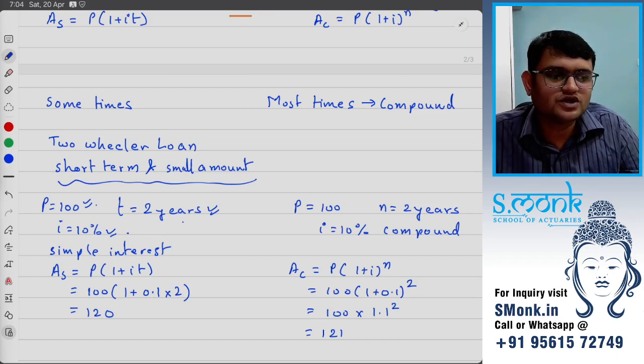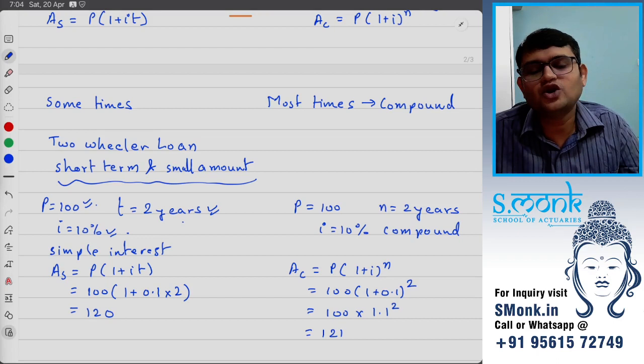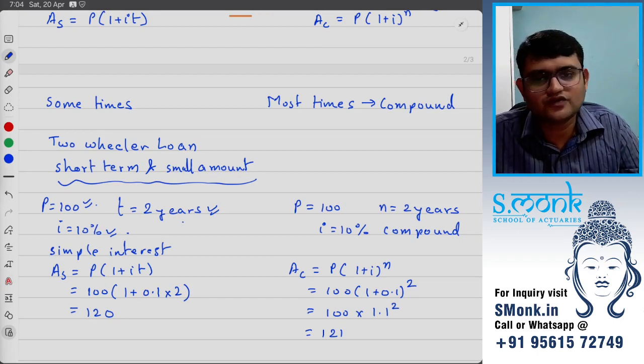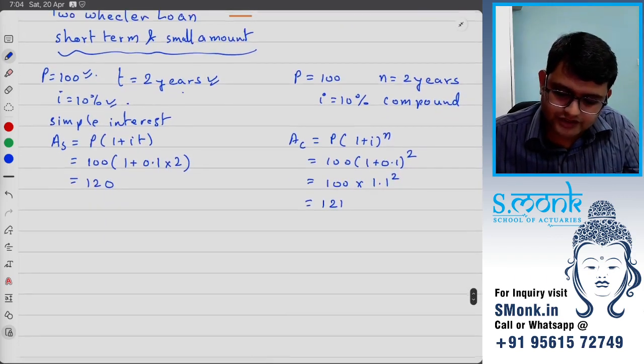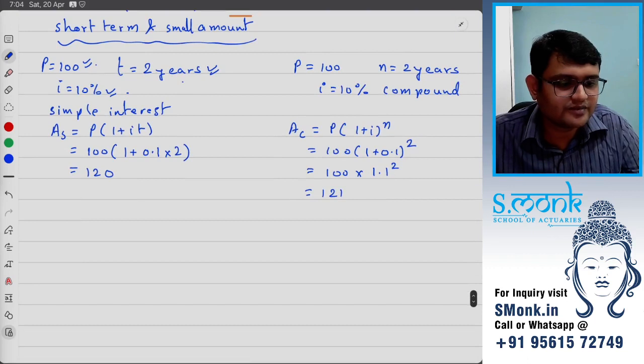Why don't we use it for long terms and large amounts? Why do we not use simple interest every single time? Why do we need compound interest? Can anybody tell me?